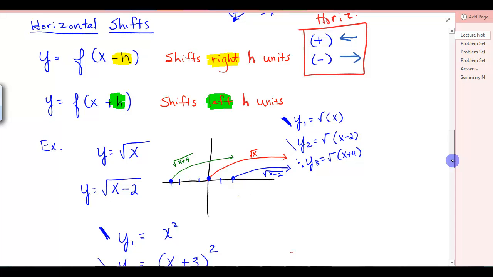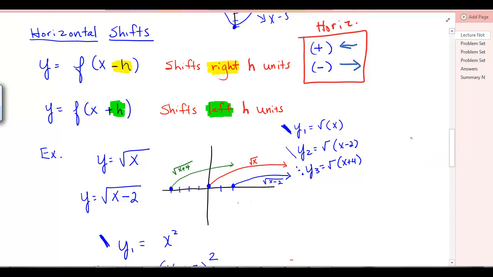Now, how about horizontal shifts? What looks different about this? We're adding or subtracting something here, but it's inside parentheses or inside the radical or inside the absolute value. So if we have f of x minus h, that's going to go to the right h units. It's opposite of what you think. Typically we think subtraction, go left, but it's opposite. So you might just think about it this way. If it's inside, if we know it's horizontal, if it's plus, it goes to the left. If it's minus, it goes to the right.